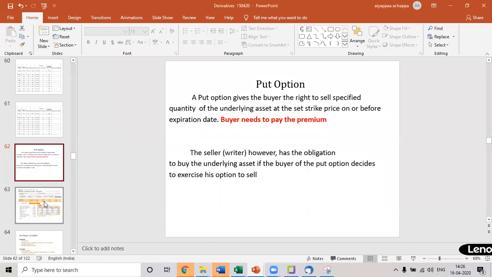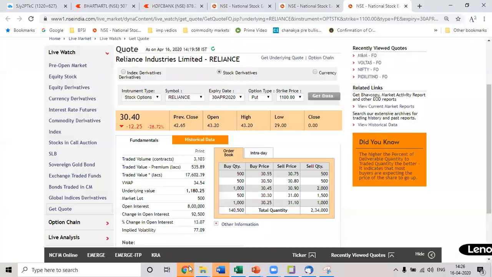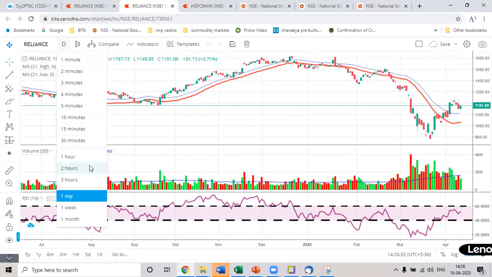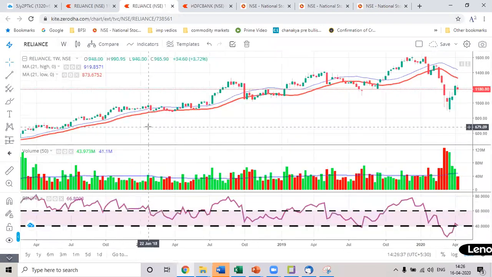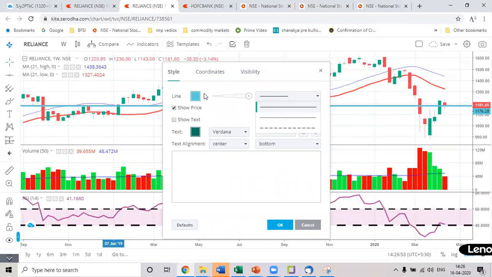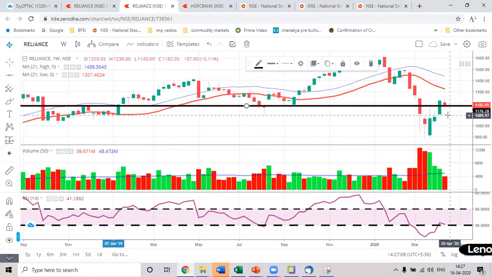Now let us look into an actual example of a put option. On 16th April, when I look into the Reliance share price in the market, I somewhere get a feeling that this share price may come down in the next couple of days. If it breaks the current support, which was previously acting like a resistance, and Reliance comes down below it, this still can be considered as a support.